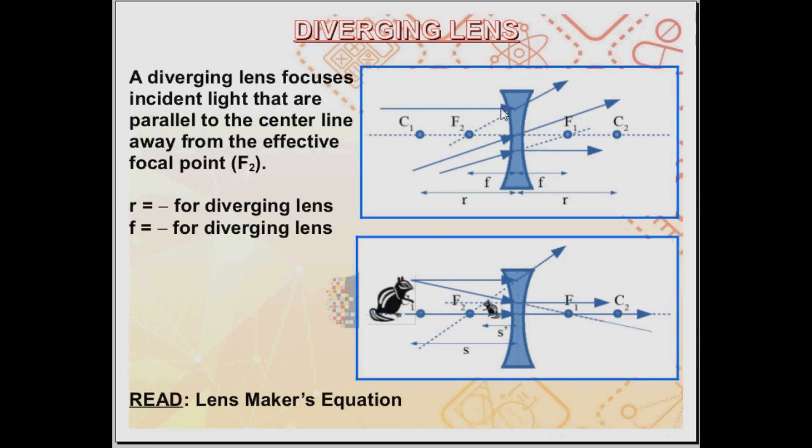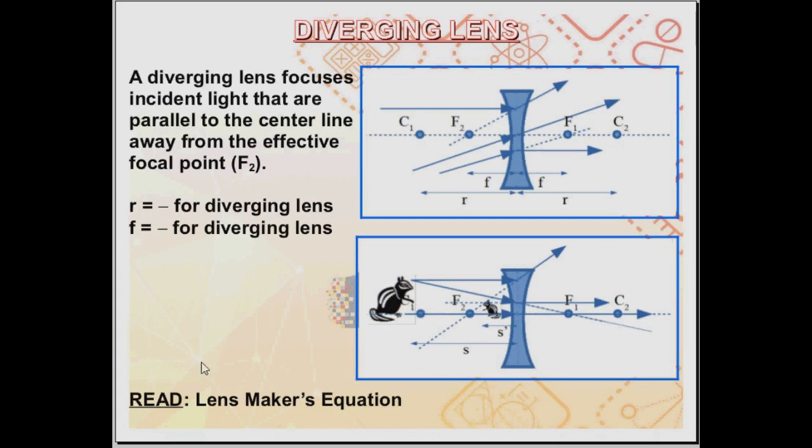Diverging lens, on the other hand, focuses the incident light that is parallel to the center line away from the effective focal point F2. So this time the effective focal point is in front of the lens. f is negative. The same goes for the radius of curvature r. r is negative, f is negative for a diverging lens.